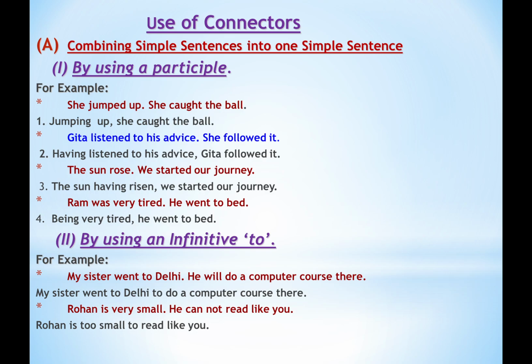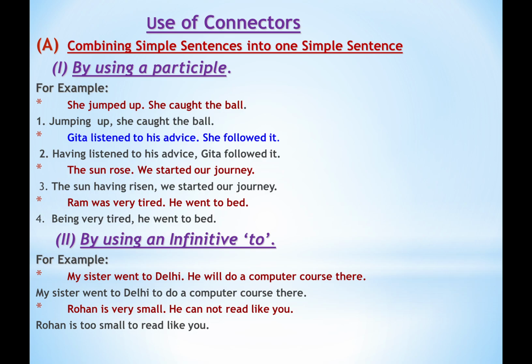Use of connectors: combining simple sentences into one sentence by using a participle. She jumped up, she caught the ball. Jumping up, she caught the ball. Geeta listened to his advice, she followed it. Having listened to his advice, Geeta followed it. The sun rose, we started our journey. The sun having risen, we started our journey.